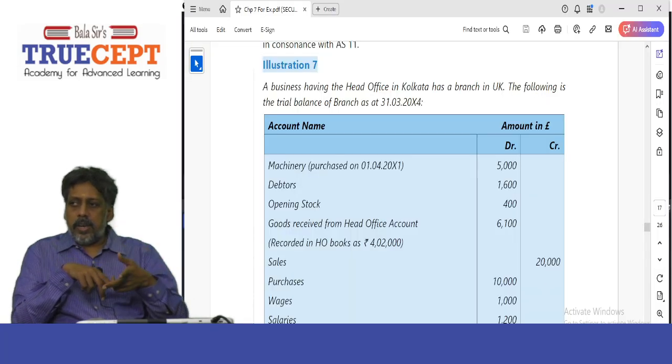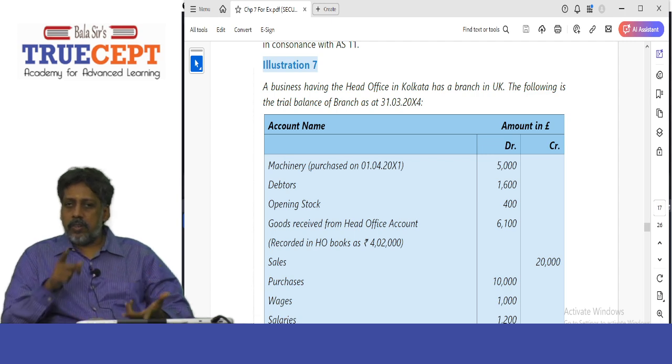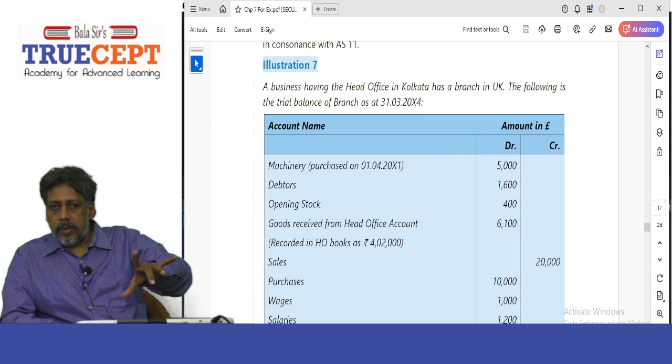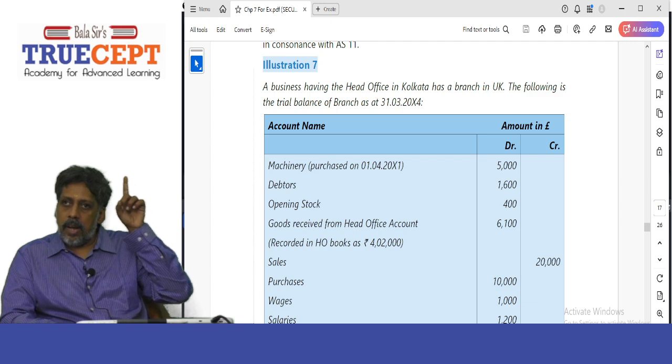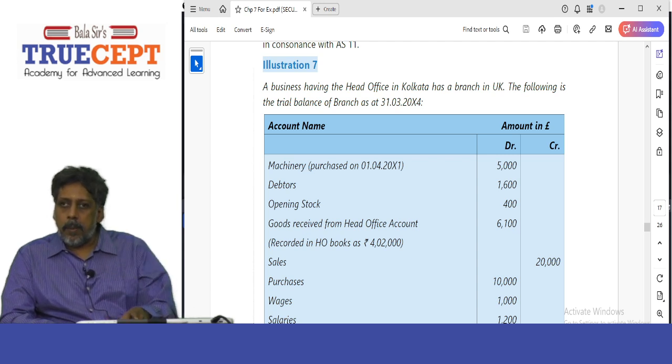Okay, so now let's go ahead and take on an example on AS11. It is an example where you are given a branch, a trial balance in foreign currency, and your job is to translate the numbers in the trial balance into the reporting currency, in this case the Indian rupee. Now let's take on this example, illustration number 7. It is from chapter 7 in your study material, unit number 3, illustration number 7.